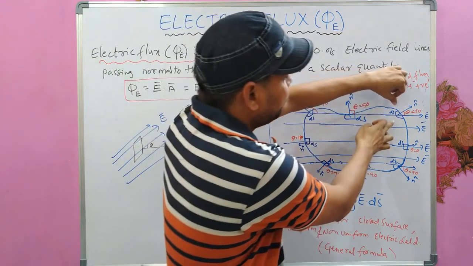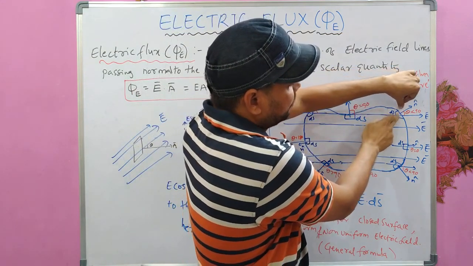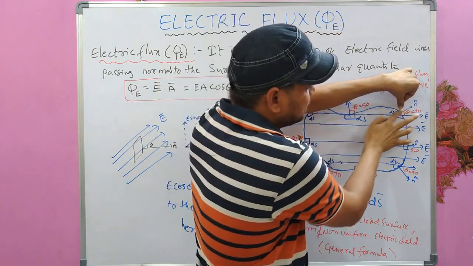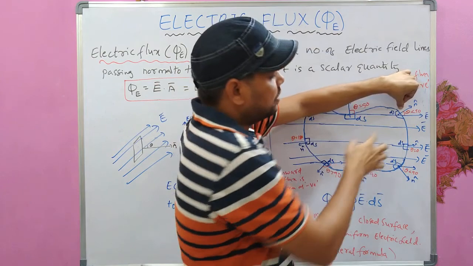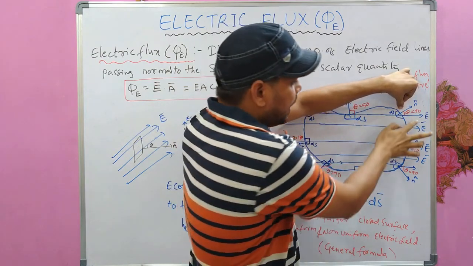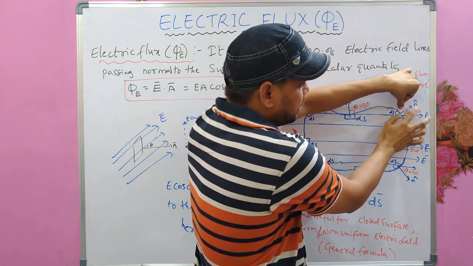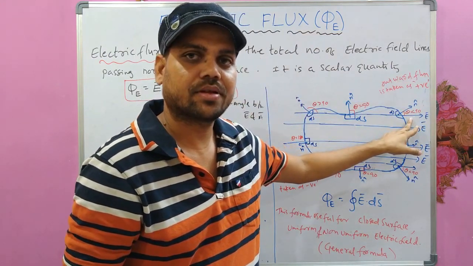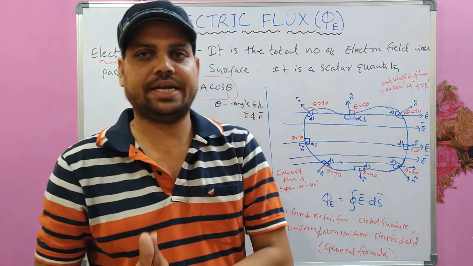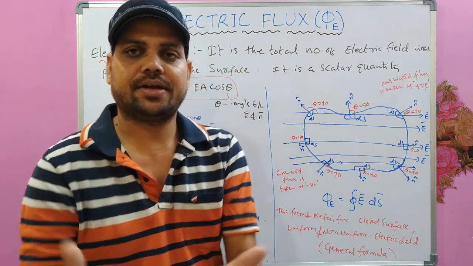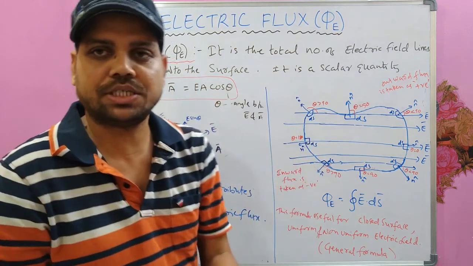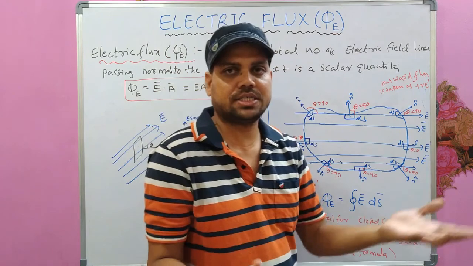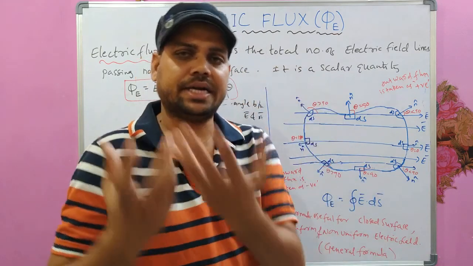Okay. So for example, if you consider this, where I have taken ds as a small area segment, its direction is n cap, perpendicular to the plane of this segment, and the electric field vector is making an angle less than 90 degrees. If theta is less than 90 degrees, the cos theta value will be positive, no matter what it is, but it is positive.